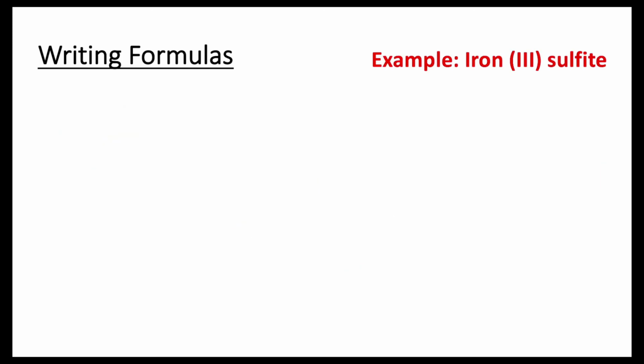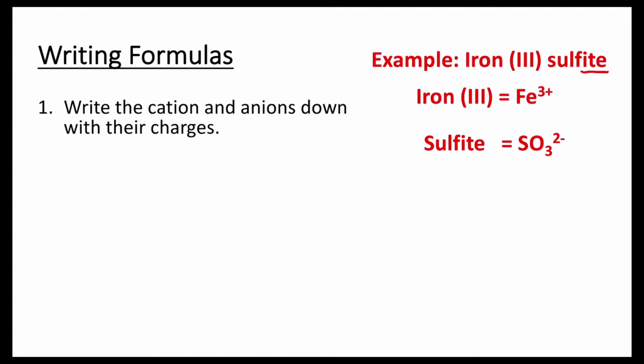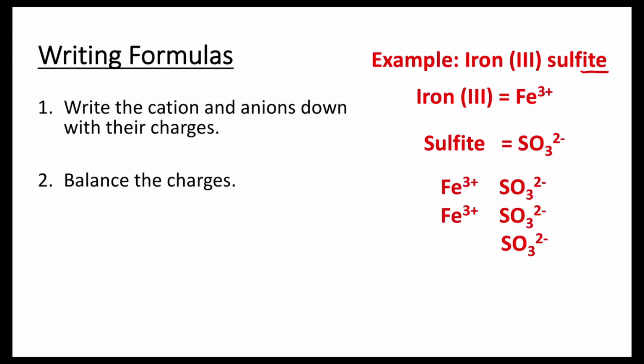So our example provided is iron 3 sulfite. Again, watch the ending. Write down the cations and anions with their charges. So iron 3 from the Roman numeral tells us it's iron 3 plus as a charge. Sulfite is SO3, so not SO4, SO3 2 minus. So these are our two charges. We want to balance out the charges.